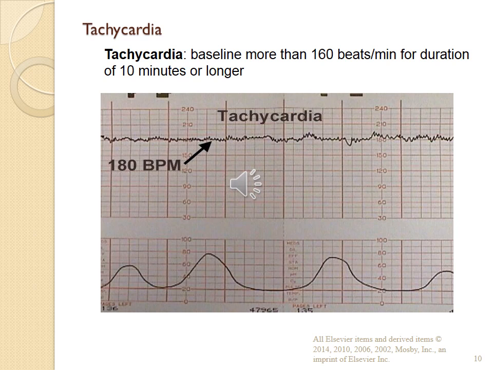Tachycardia. This is baseline more than 160 beats per minute for a duration of 10 minutes or longer. This represents first signs of hypoxia, maternal infection, maternal medication, or fetal anemia. Nursing intervention would be to lay the mom on her left side and add O2 at 10 liters by mask and call the doctor.